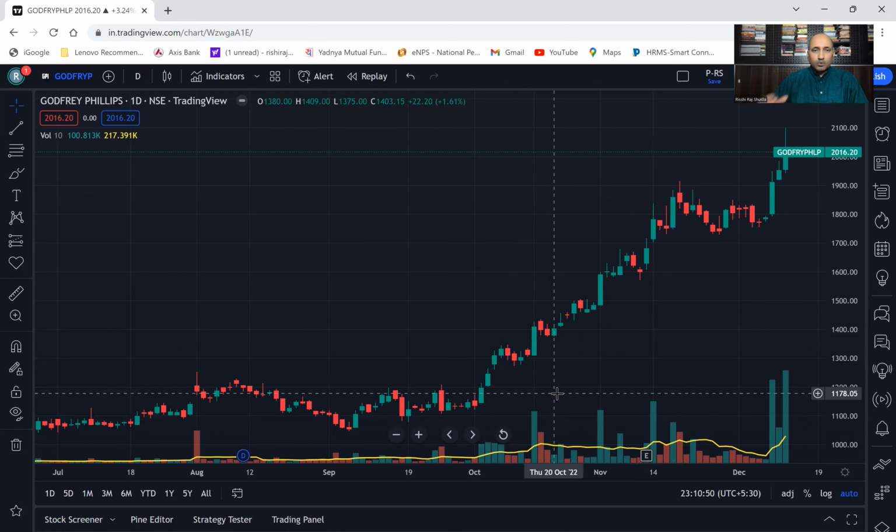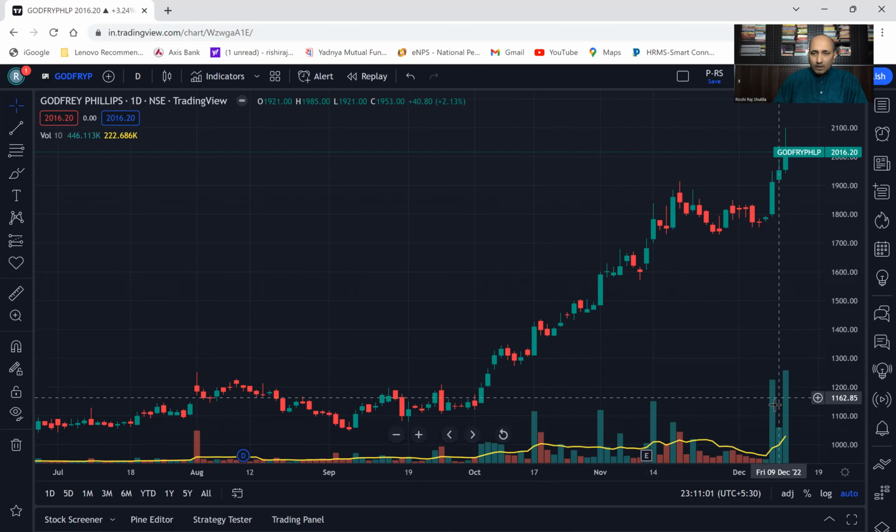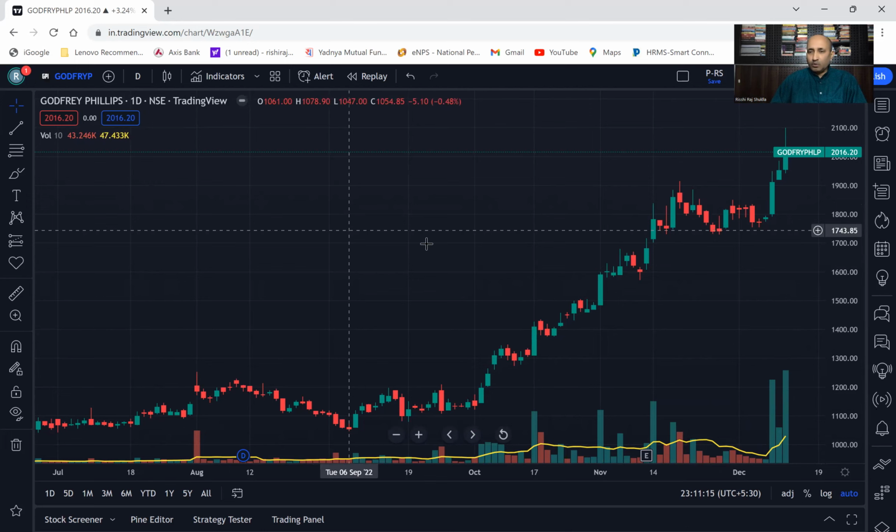So let us first understand what this yellow line is and what these vertical bars are, so that we can understand everything one by one. Each vertical bar shows each day's volume, how much volume there has been. As this is a daily chart, each bar is for one day.